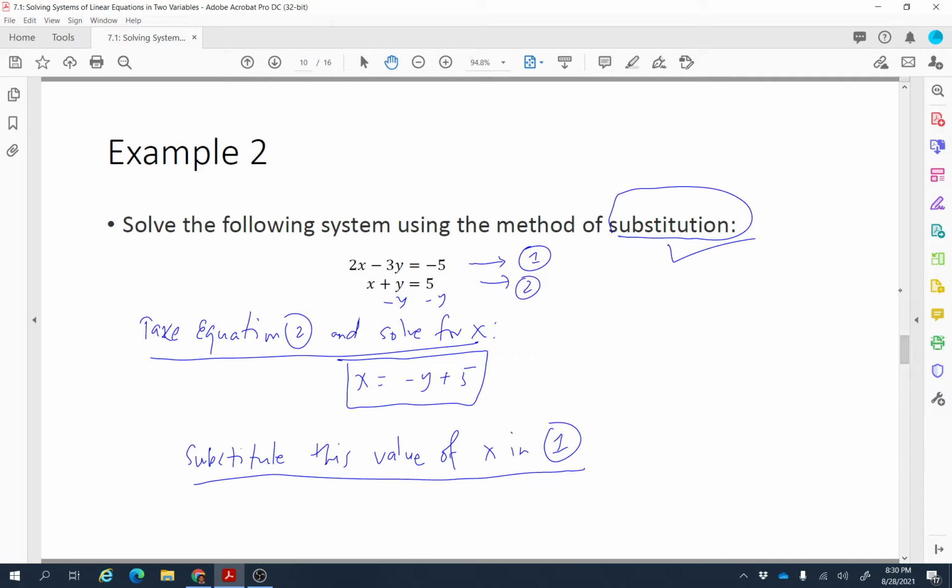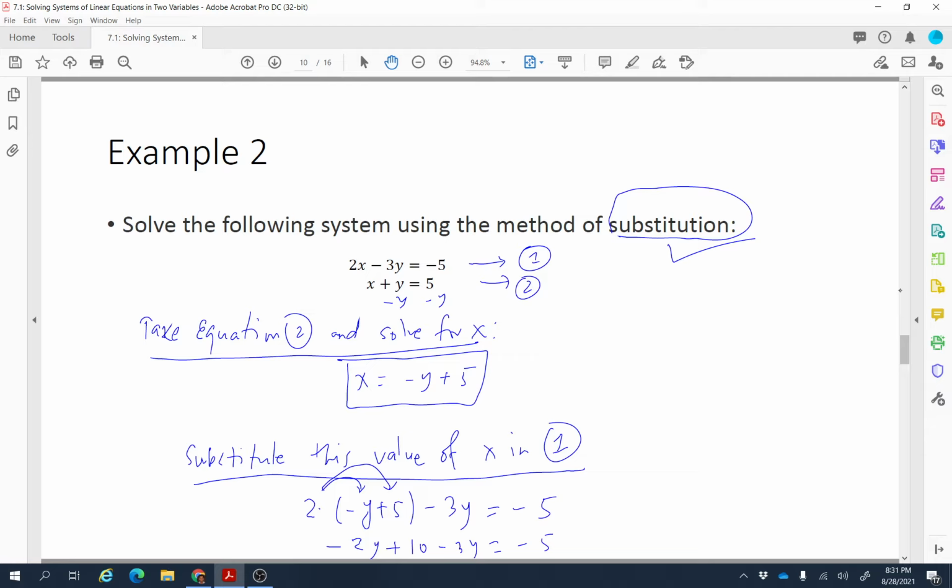So wherever we see x in equation 1, there is a 2 and there is an x. Instead of x, we're going to now use negative y plus 5. So negative 3y equals negative 5. By doing that, as you can see, this equation becomes an equation in y. Now I'm going to use the distributive property here. So I'm going to write it down. Negative 2y, positive 2 times 5 is 10, negative 3y equals negative 5.